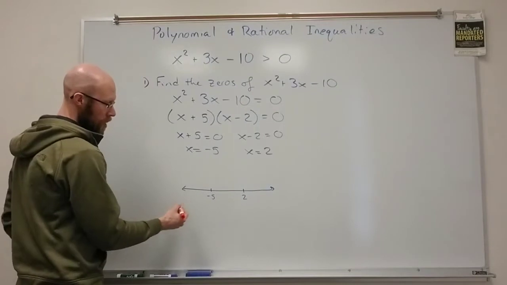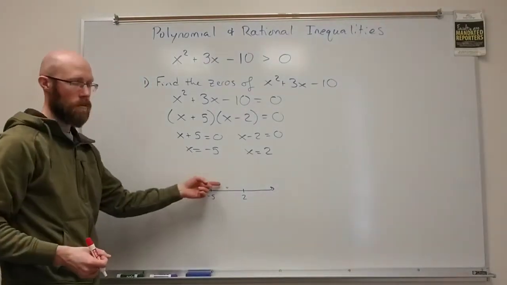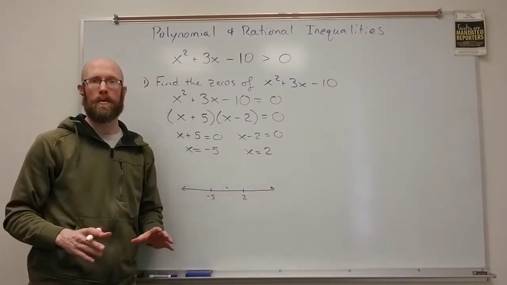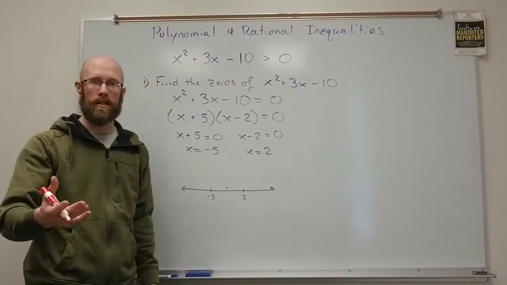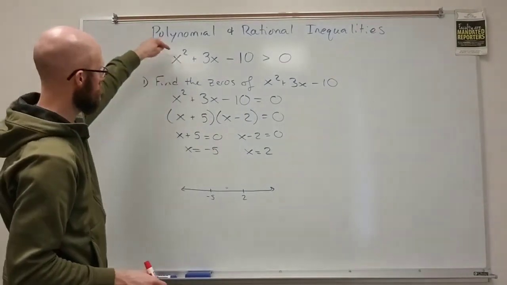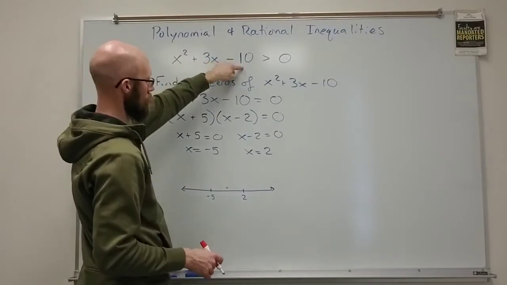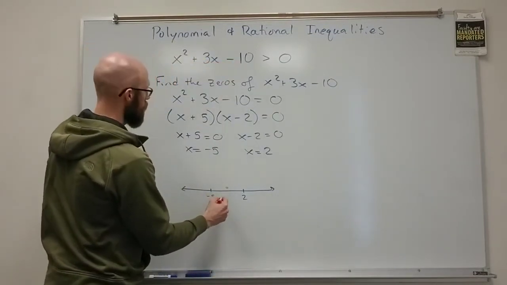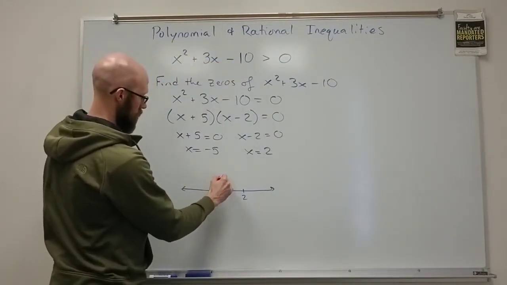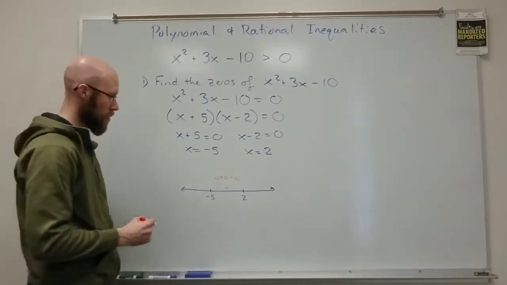Let's take a number, a simple one, right? In this middle interval it is 0, right? I love plugging 0 in. It's probably the simplest one. If you can do that, it will help make things quicker. If I plug in a 0, 0 plus 0 minus 10, right? Well, 0 plus 0 minus 10 is negative, right?